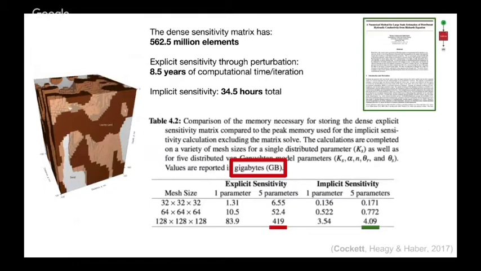In this method, you can do it on a single laptop in a matter of hours. And even if you were to do it with that external method, if you're not doing it implicitly, you're going to have problems in terms of memory. And so you go down by a factor of 100 if you use this methodology.